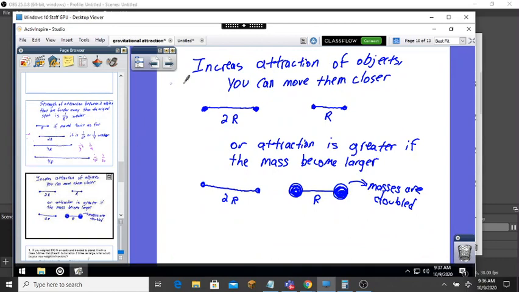Now, how do you increase the attraction? If you have two magnets and they're far apart, how do you increase their attraction? There's two ways. You can move them closer, okay? Or if the masses become larger, then they're going to be more attracted to each other, right? So if you replace this small magnet right here with an even bigger magnet, then yes, the attraction is going to be greater, okay? So this is just helping us understand the gravitational attraction of objects.